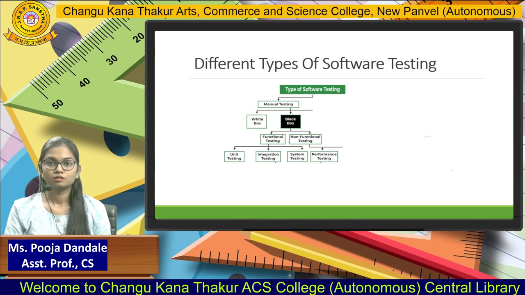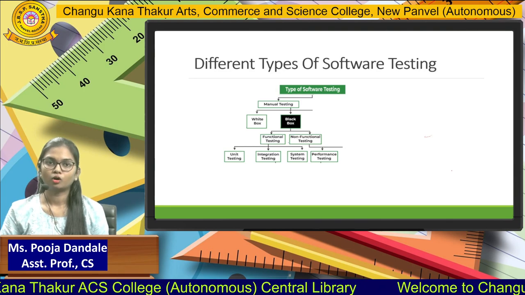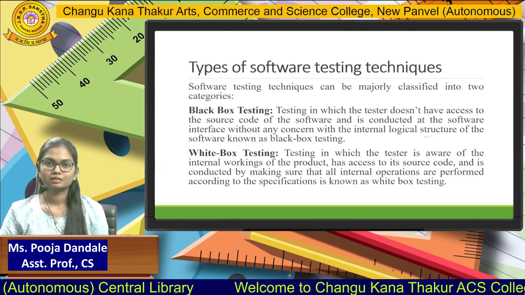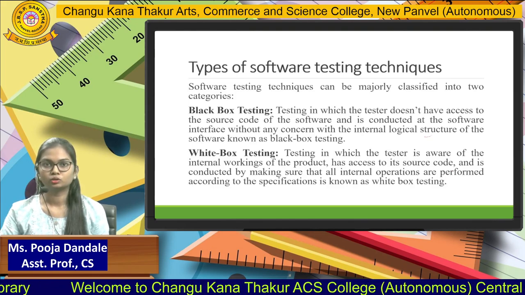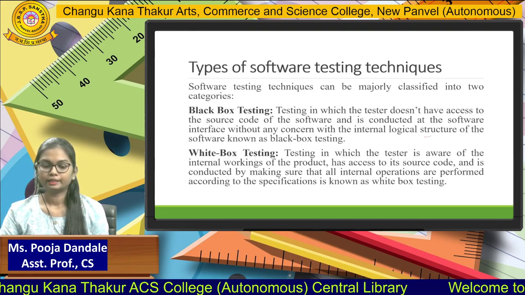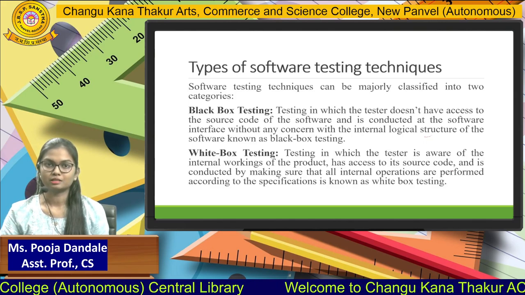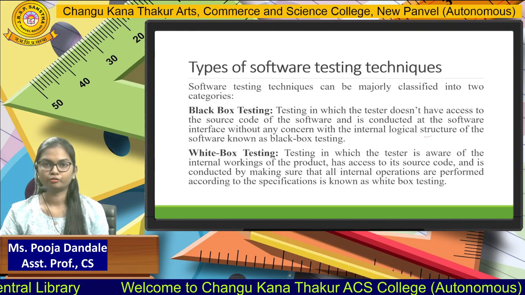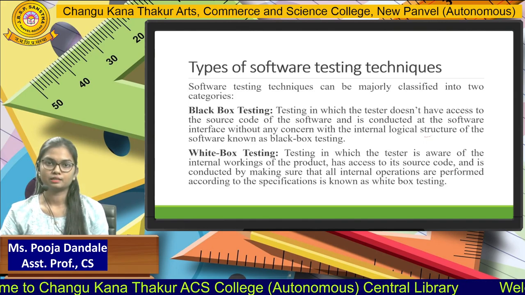Now, basically, we have manual testing and automation testing. Today, we are going to take a look only at manual testing. Manual testing takes place in two types, that is black box testing and white box testing. In black box testing, the tester doesn't have access to the source code of the software, and testing is conducted at the software interface. The tester is only going to test the external part of the software, not the internal logic, which means that only the look and feel of your software is going to be tested and not the logical part of the software.